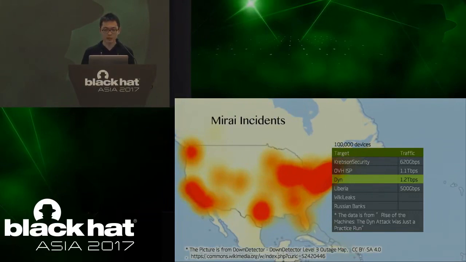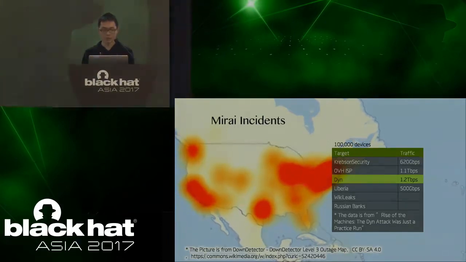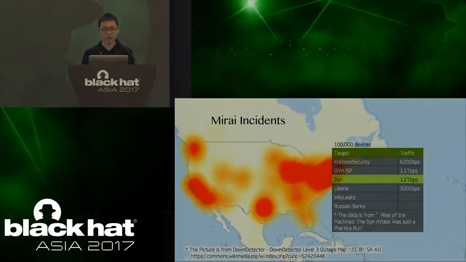Dyn is a popular DNS service provider. When it was knocked down, many important websites were impacted and became unavailable. And the DDoS traffic at 1.2 terabits per second created a world record.